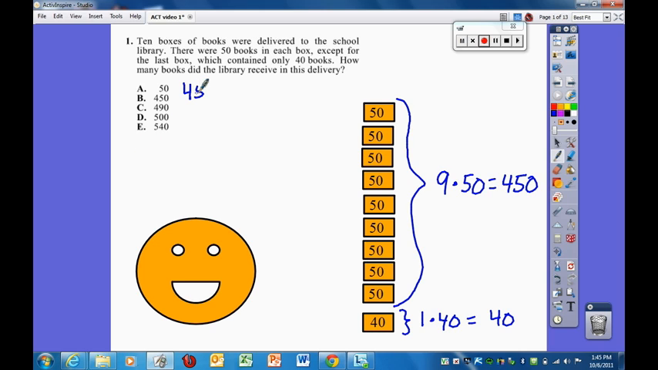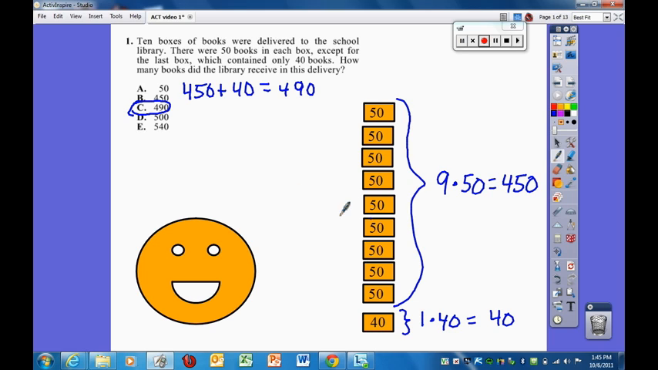450 books plus 40 books equals 490 books, and we are finished. There's our answer. But there's more behind this, concept-wise, that you need to understand.